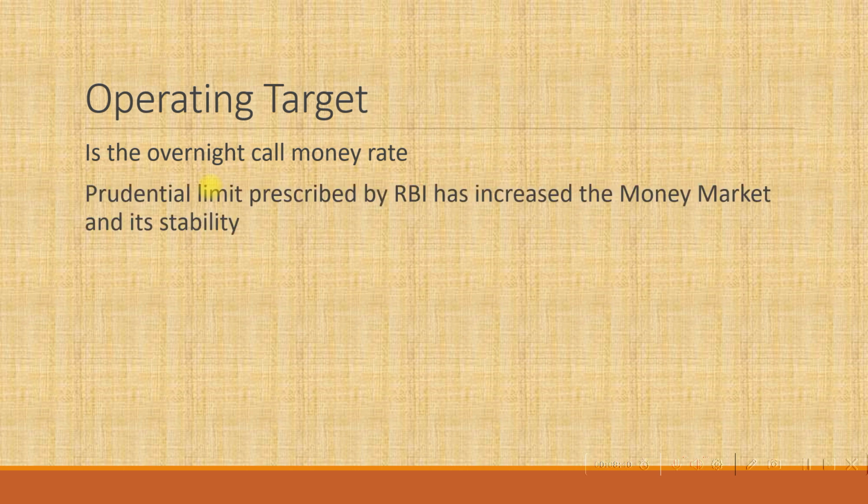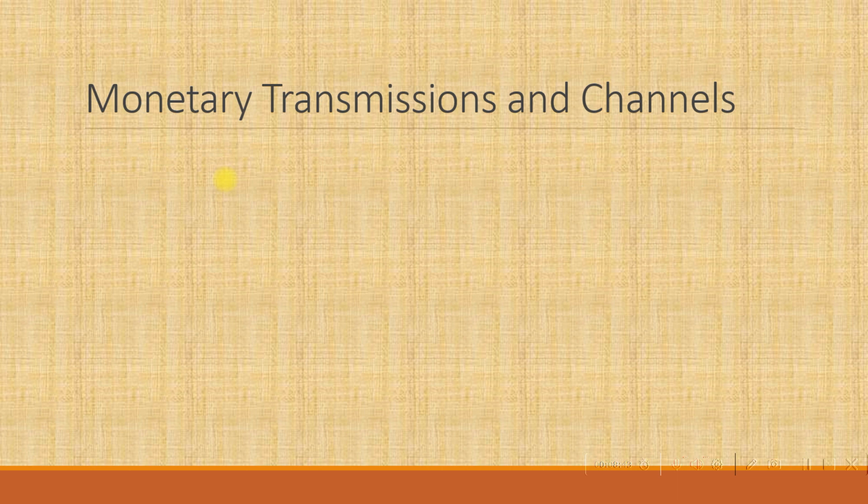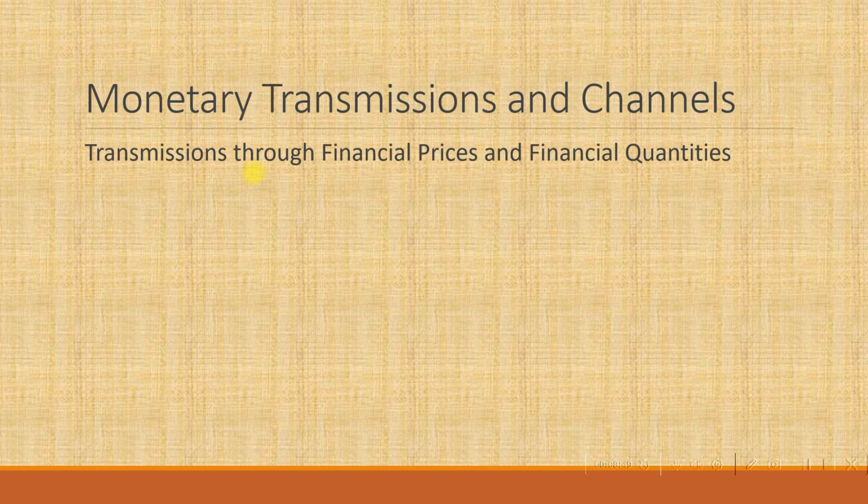So before we let you go, it's equally important that we see the significance of monetary transmission. In other words, operating procedures pay special attention to monetary transmissions and the policy rate, or rate of interest. This is what we explain next. So in operating target, we explained that it's the overnight call money rate. Prudential limit we explained. And next is monetary transmissions and channels. So here it's transmission through financial prices and financial quantities. Monetary policy actions through changes in financial prices and financial quantities are transmitted to the rest of the economy.